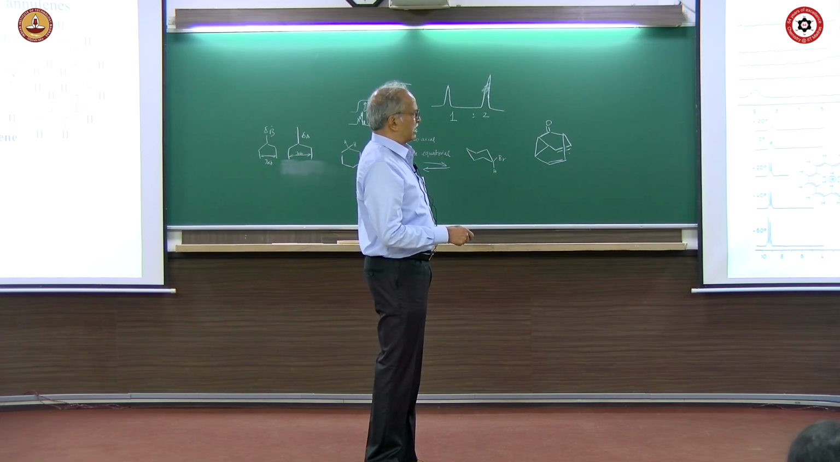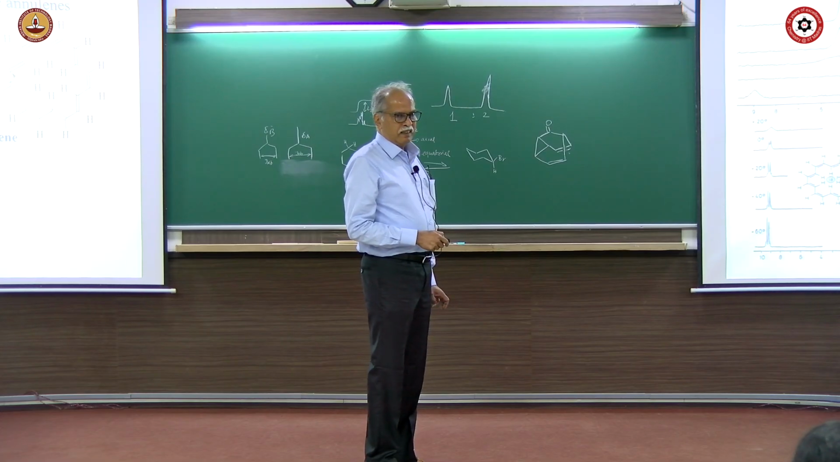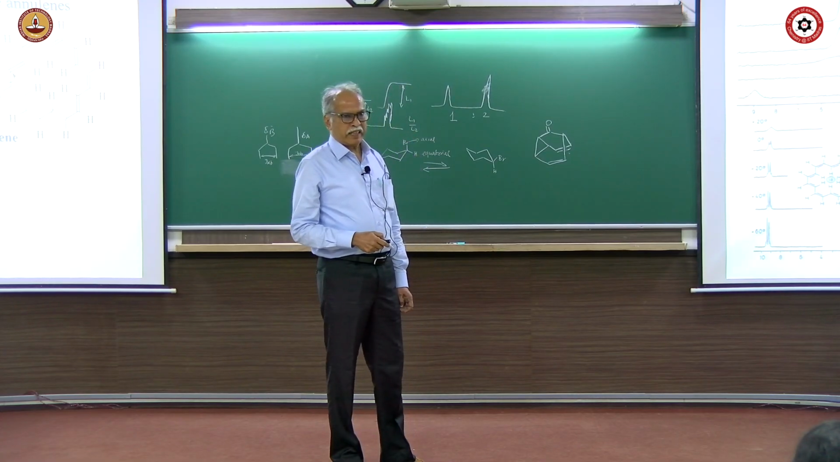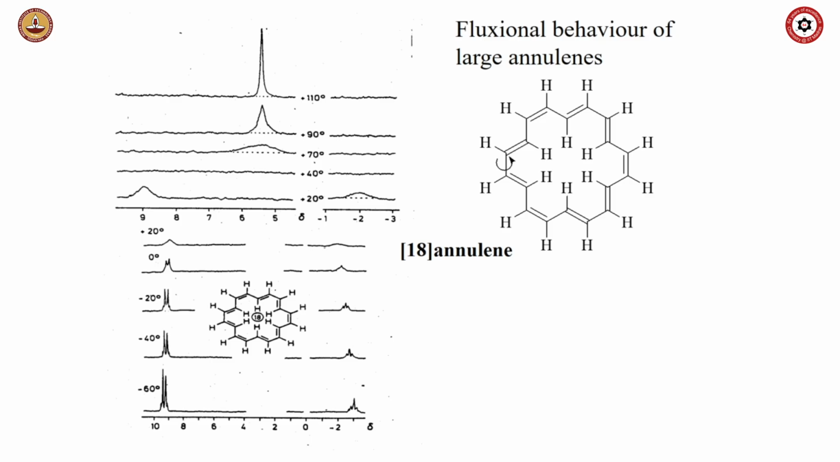This is a high electron density cavity, and these hydrogens are in the cavity of the 18 annulene. So as a result, they will be highly shielded. So the chemical shift value will be on the negative scale, minus 4 point something. Whereas the outer hydrogens will come at a higher delta value, 9 point something or so. 9.4 or so is the chemical shift value of the 12 outer hydrogens, and the 6 inner hydrogens come at a negative value. You can see here.